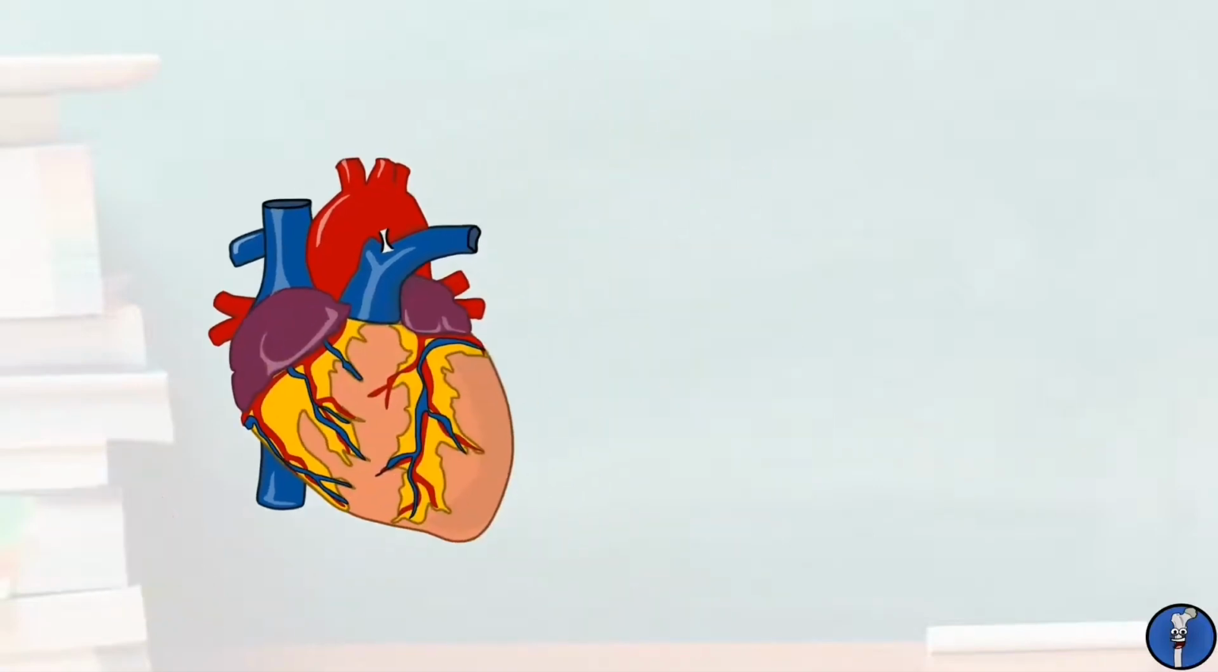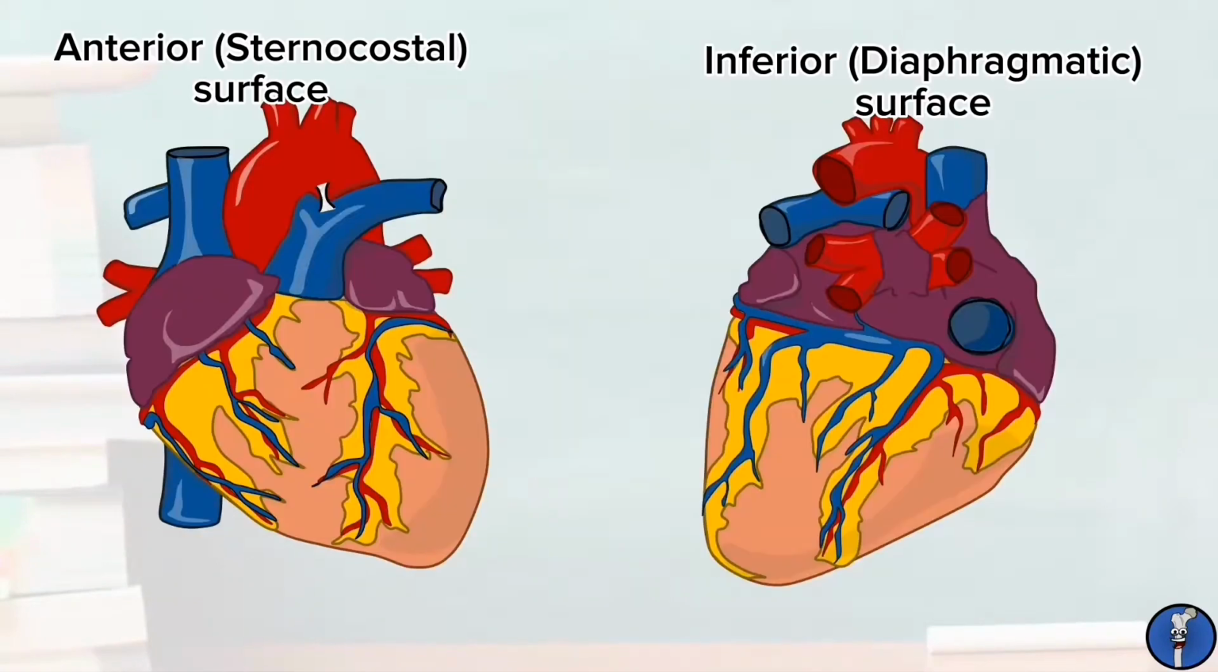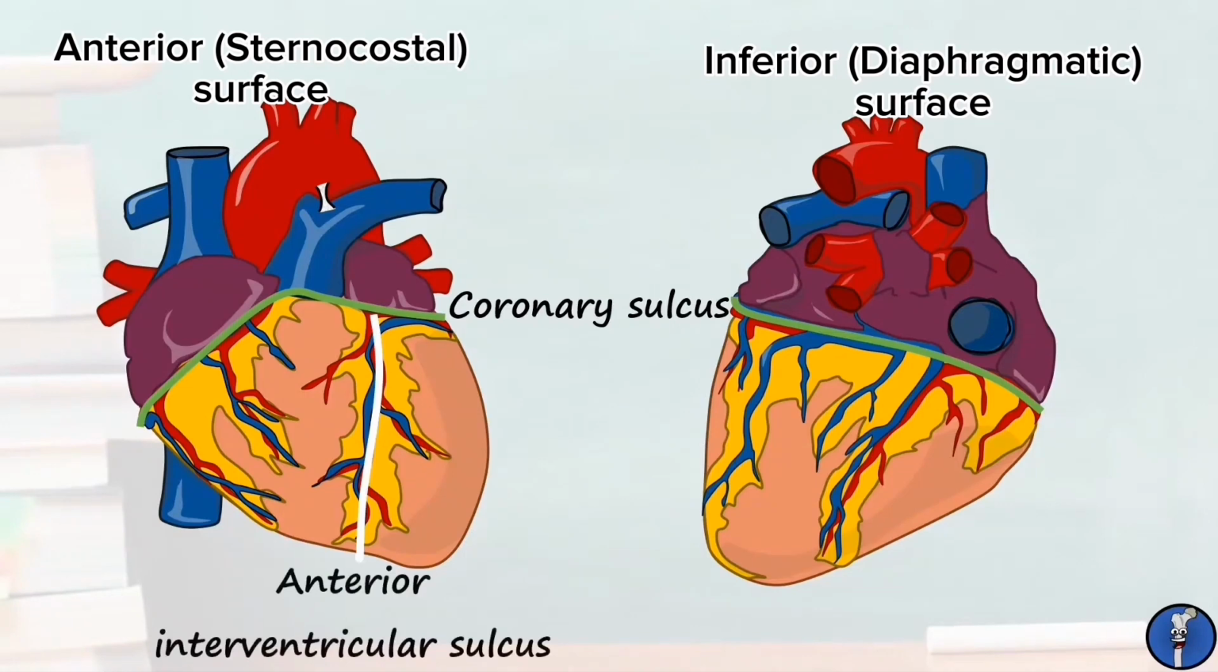Now let's have a look at the sulci or grooves which separate the chambers of the heart. First is the coronary sulcus, which separates the atria and ventricles of the heart. In the coronary sulcus, the right coronary artery, the circumflex branch of the left coronary artery, and the coronary sinus are present. Secondly, the anterior interventricular sulcus, which separates the right and left ventricles on the anterior surface, and it contains the great cardiac vein and the anterior interventricular artery.